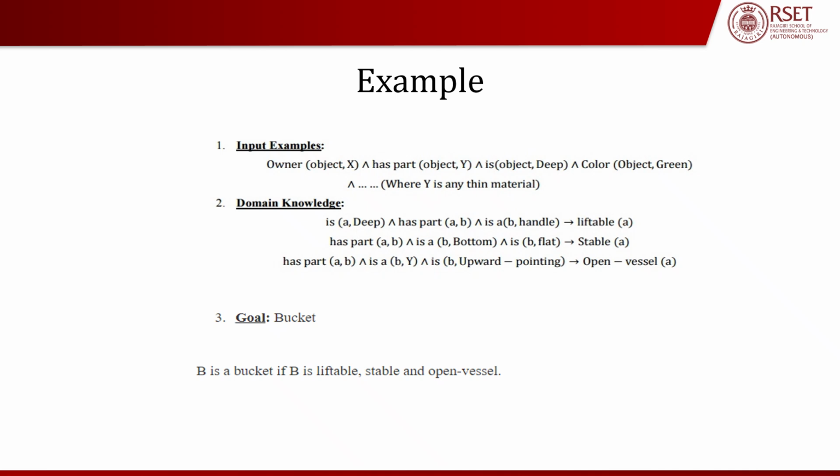So if these conditions are satisfied, then you can say that my goal is satisfied. That is, if B is liftable, stable, and an open vessel, then B is a bucket. Finally, based on these properties and rules, the system can conclude that the object is a bucket because it satisfies the rules.